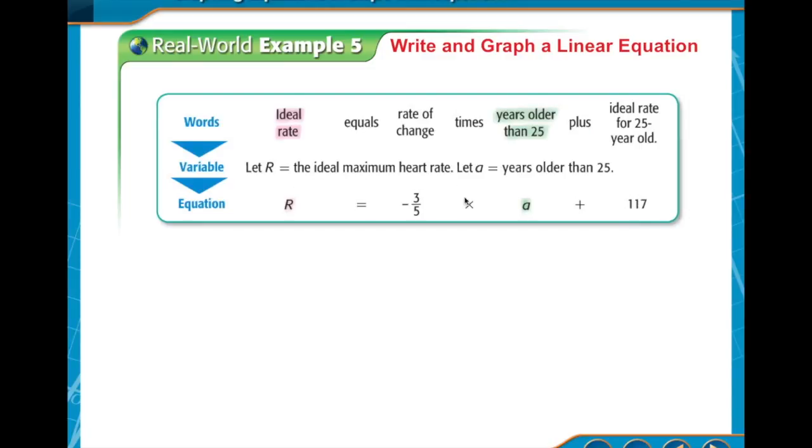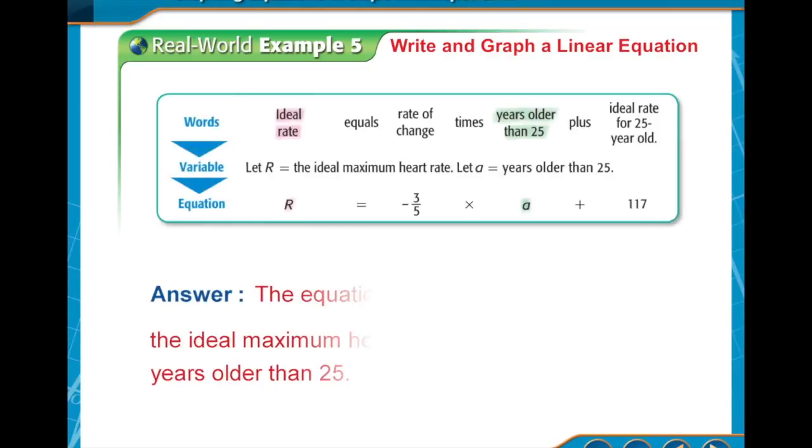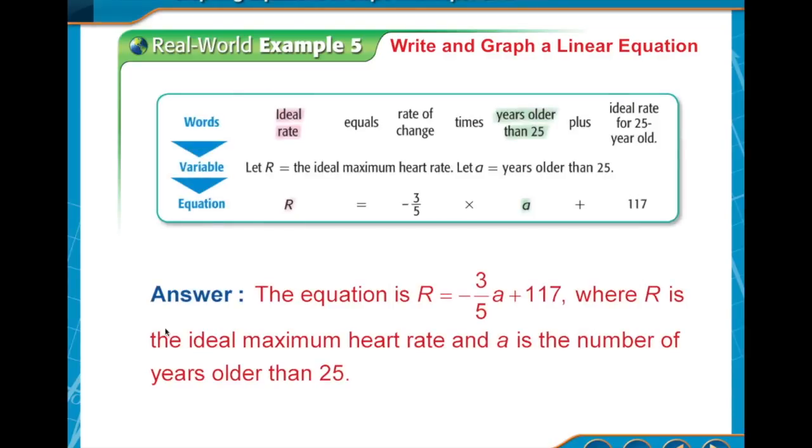So this expression will allow us to compare and understand what your ideal rate should be at any given time based on how old you are over 25. So our answer, if we write that in a nice neat formula, is: your ideal rate R is equal to -3/5 A plus 117. So just have this equation down as we close out this first part of this problem.